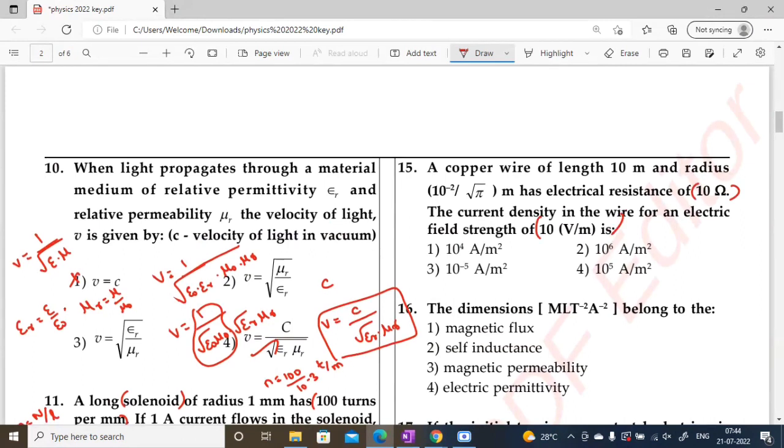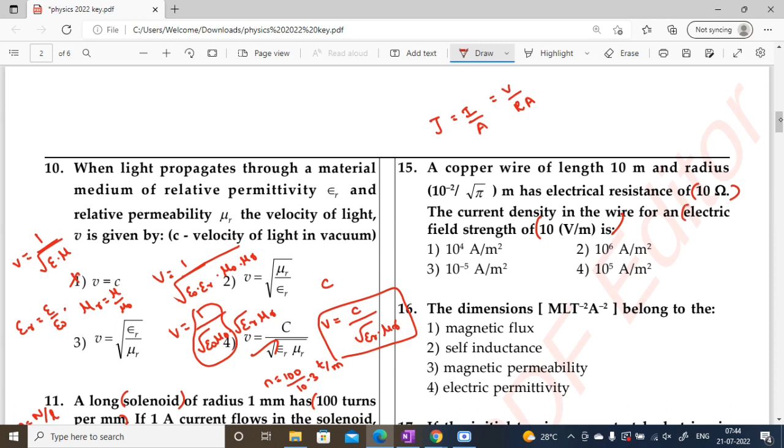Okay, so we know the equation of current density. Current density, given by J, is nothing but current per unit area. Current in terms of Ohm's law is given by V by R, so V by R into A. And V, the potential, in terms of electric field.